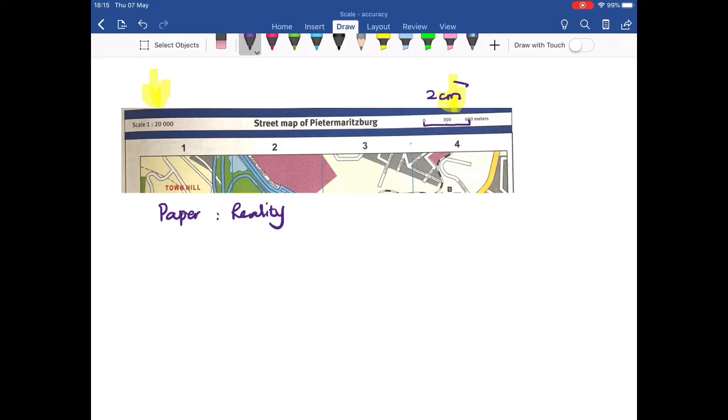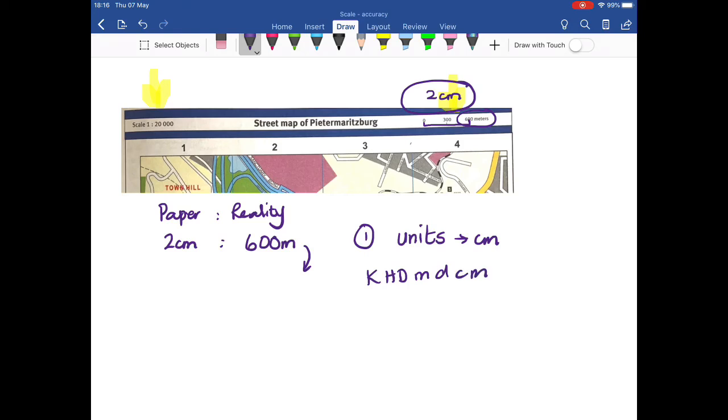So my paper, I've taken my ruler is my paper, is 2 centimeters. Reality is 600 meters in this case, 600 meters. And just think, you cannot measure 600 meters with your ruler. Well, you could, but it's going to take you a heck of a long time. Right, so the first thing we have to do is the units into centimeters. So meters to centimeters. King Henry died miserable death called measles. I am going from meters to centimeters.